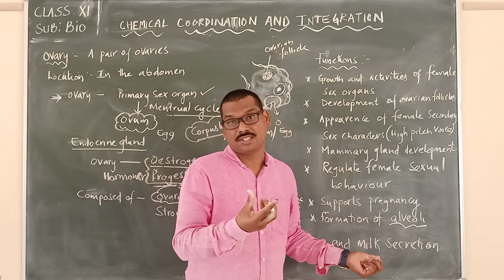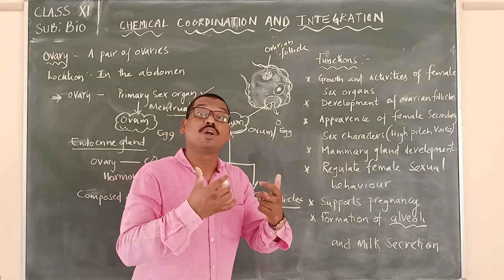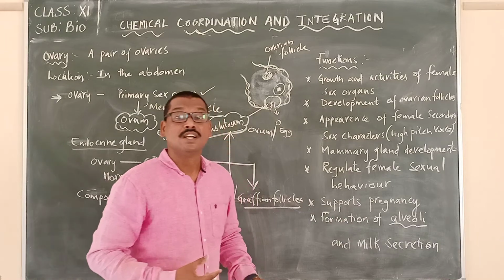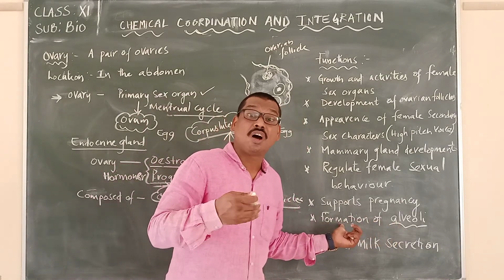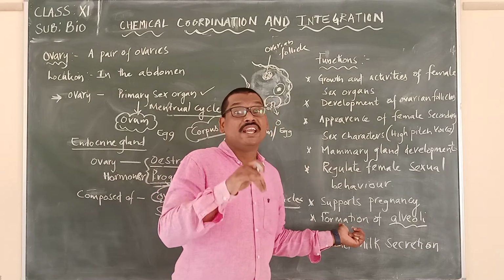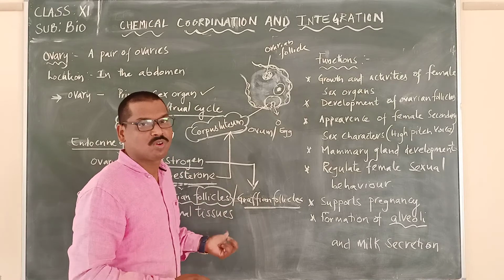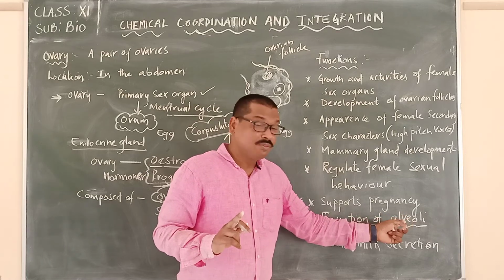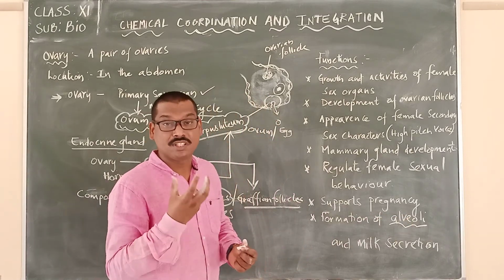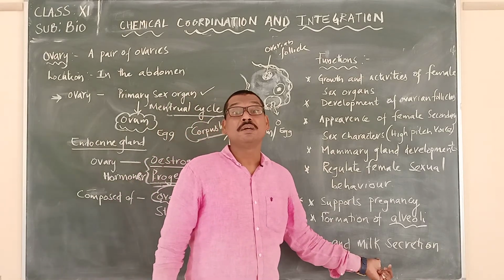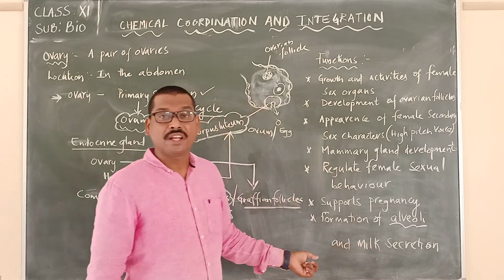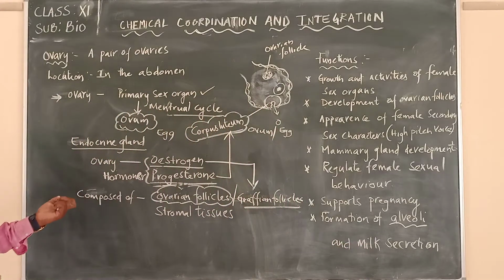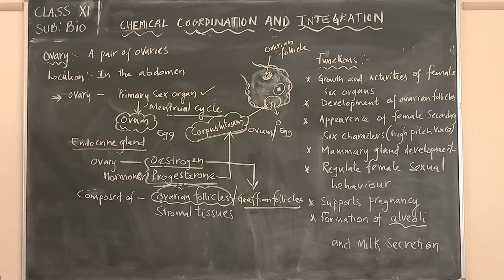Alveoli are sac-like structures present in the mammary glands, which help in storing milk. So formation of alveoli in the female mammary glands is brought by these two hormones, or especially the hormone called progesterone. Alveoli help in storing the milk, and for milk secretion this particular hormone, progesterone, is a very important hormone. So here we studied about the ovary, which is acting as an endocrine gland.